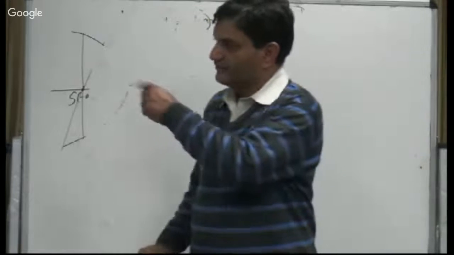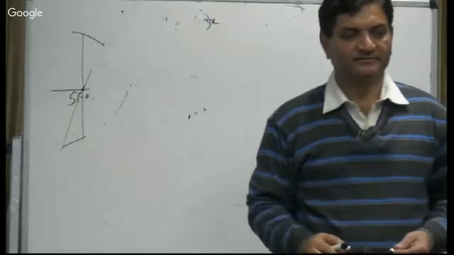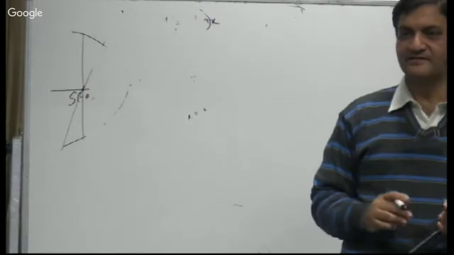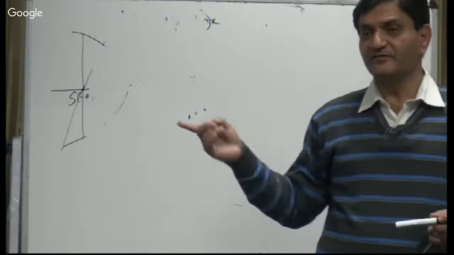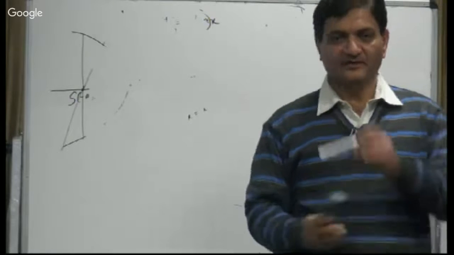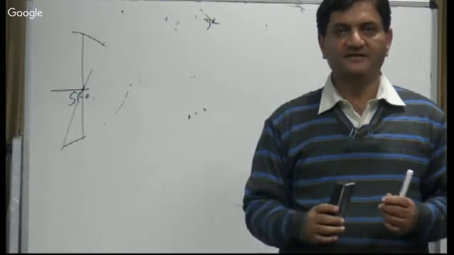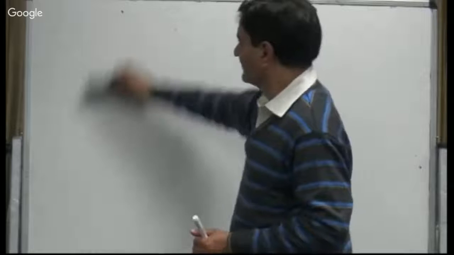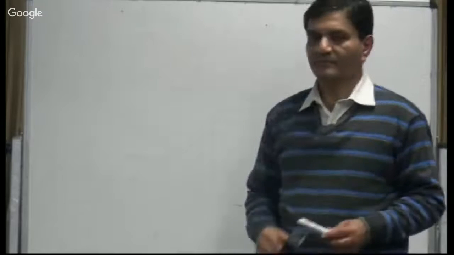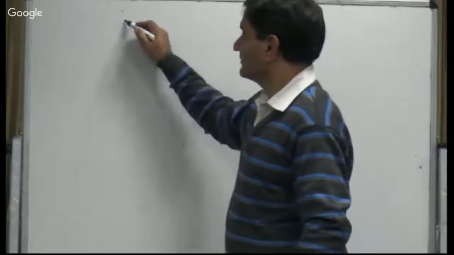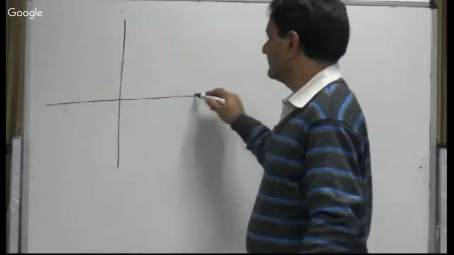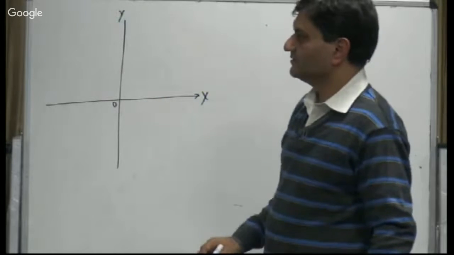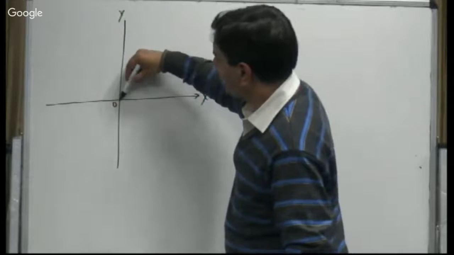Now, for x square equal to 4ay, again you write all these. Since x square equal to 4ay contains even power of x, therefore it will be symmetrical about y-axis. Even power of x is there, it will be symmetrical about y-axis. This is y-axis, x-axis, origin. x square equal to 4ay will be like this.